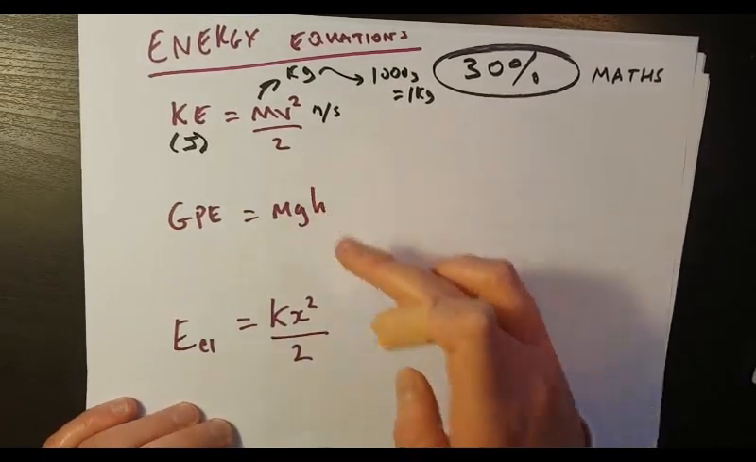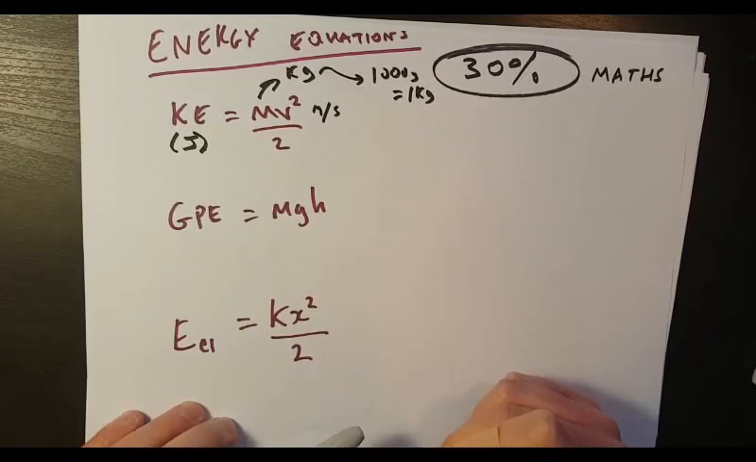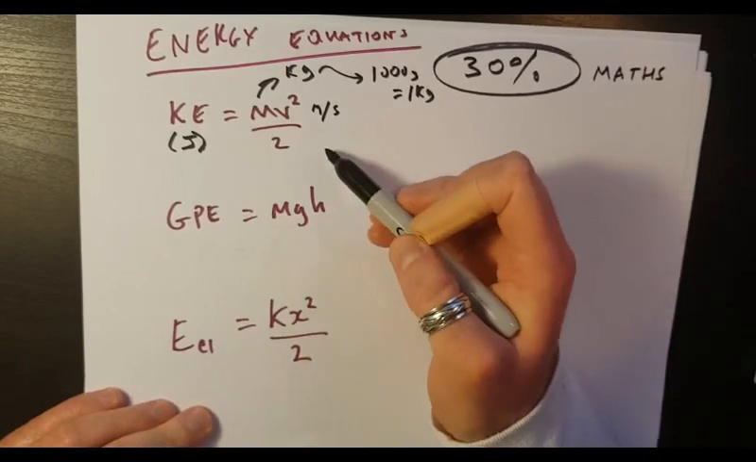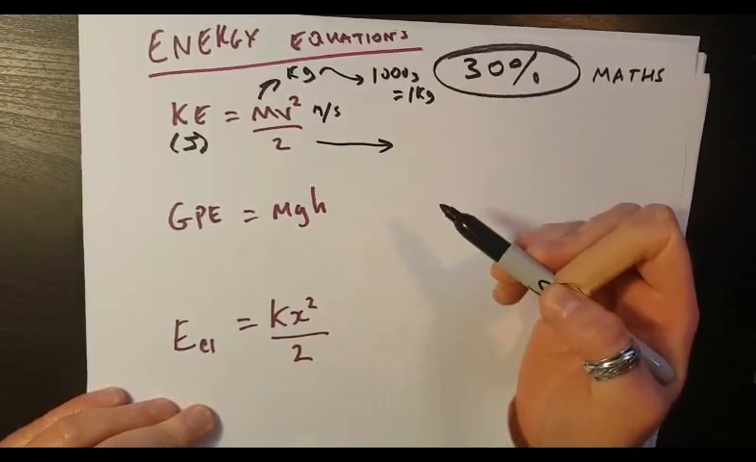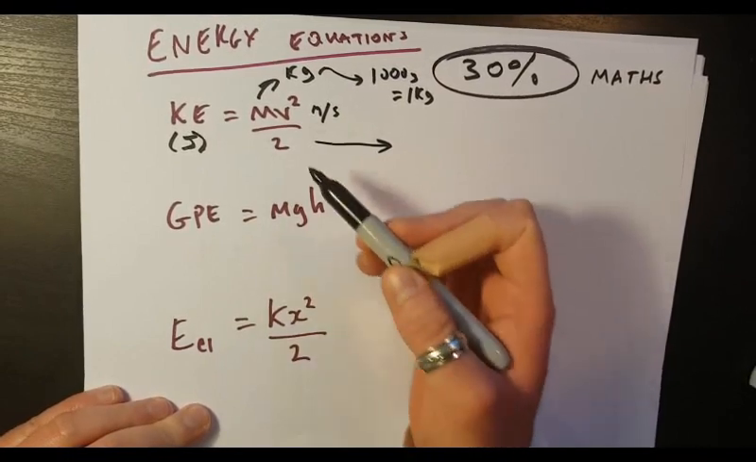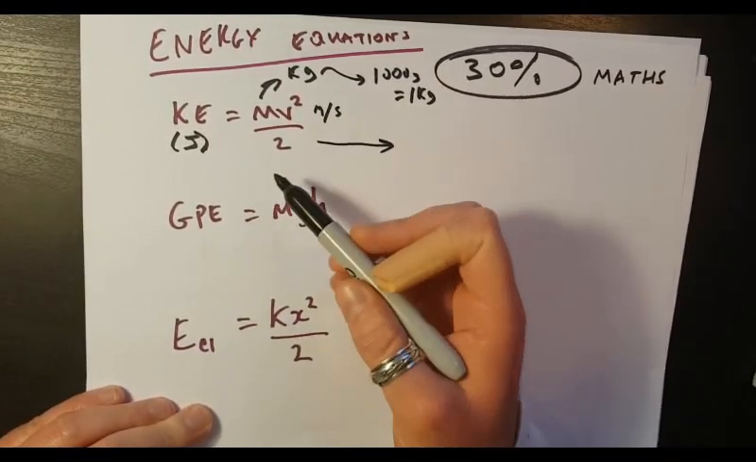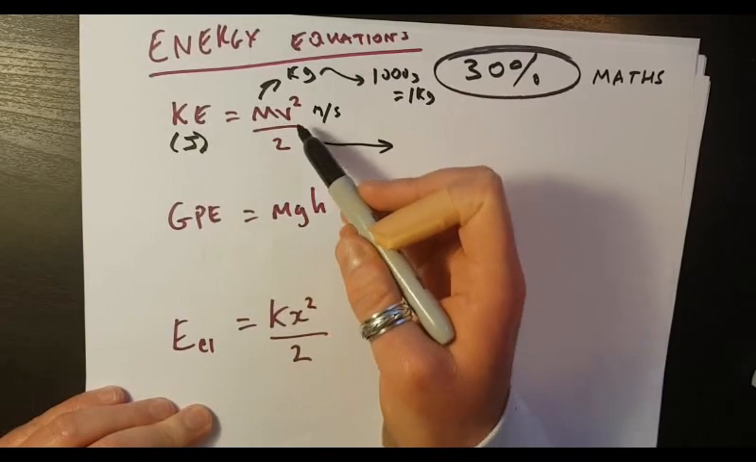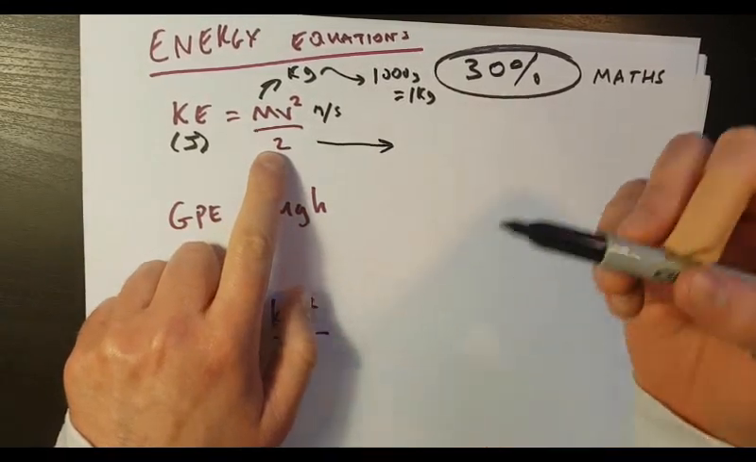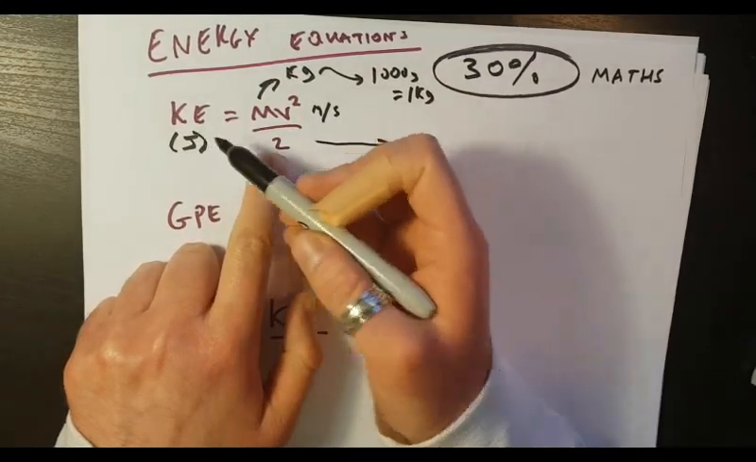You do need to be able to rearrange these equations for a higher tier. It comes up a lot on the paper. So how would we rearrange this equation? So let's do the one that people find the most difficult. Say we're going for velocity. So we need to do the opposite if we want to get velocity on its own. So at the minute it's all divided by 2. So I need to do the opposite. So I need to multiply by 2.